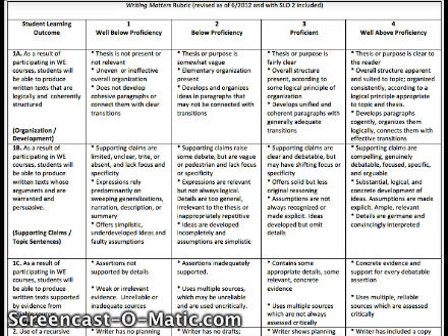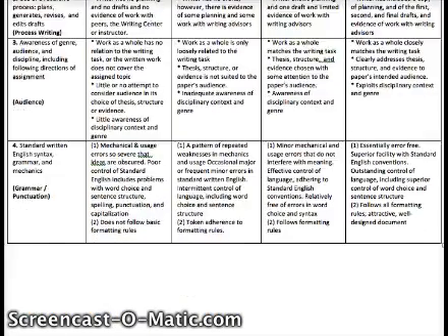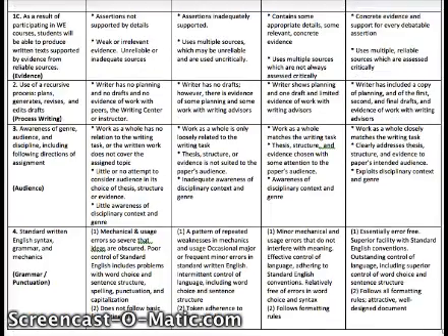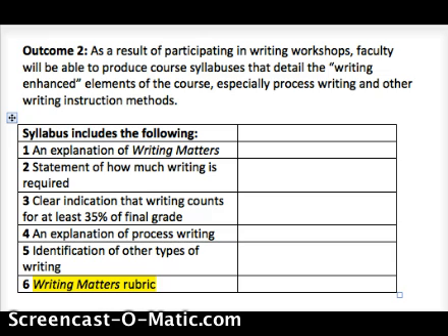So then, what do we do with this monster rubric? It's long and it looks complicated and it looks like something that we don't want to use, but if we break it down and see why we need to use it, it becomes more manageable. Our faculty outcomes talk about rubrics in two different places. One is in Outcome 2, the one about the syllabus, and all it says is that there's a Writing Matters rubric included with your syllabus when you pass it out. All right, that's easy enough. You just pass it out when you pass out your syllabus.